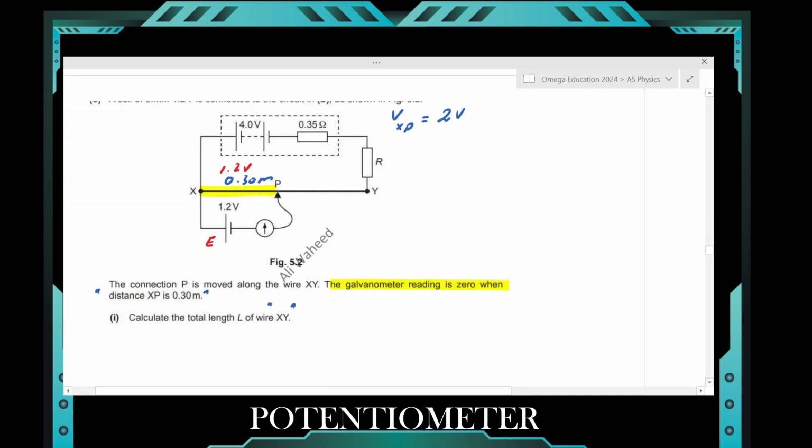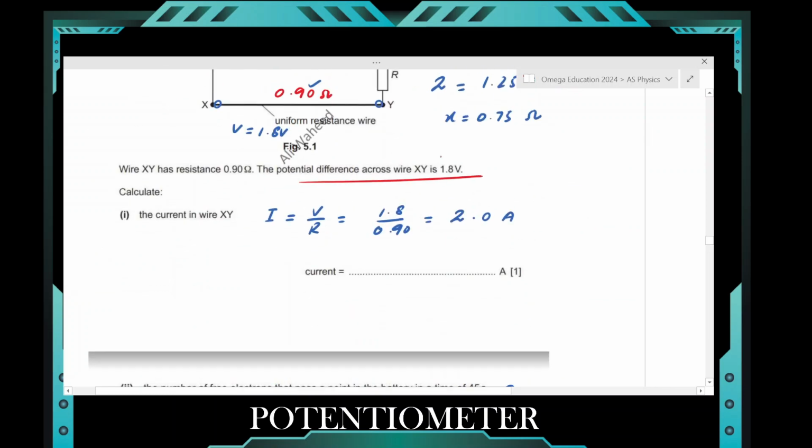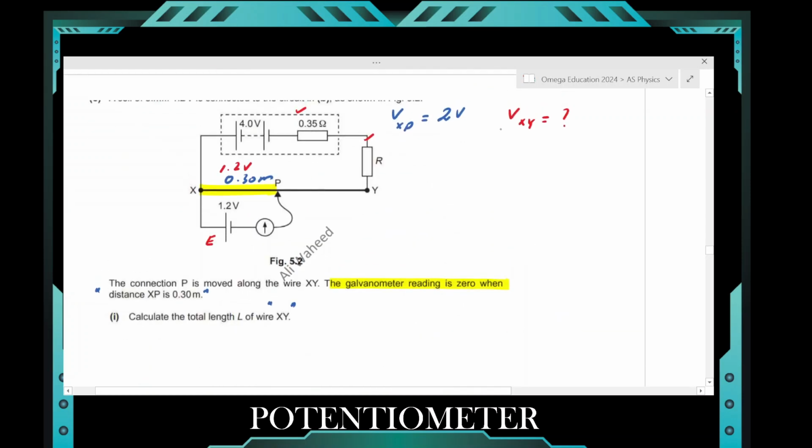But then the question is, what is the total voltage across XY? It's not 4 volts, because in the upper loop the current would be flowing. And out of those 4 volts, some of the voltage would be dropped over here, and some over here, and only the leftover would be across XY. And in the question we are given the voltage across XY, which is, if I scroll up, 1.8 volts. So across XY, we know it is 1.8 volts.